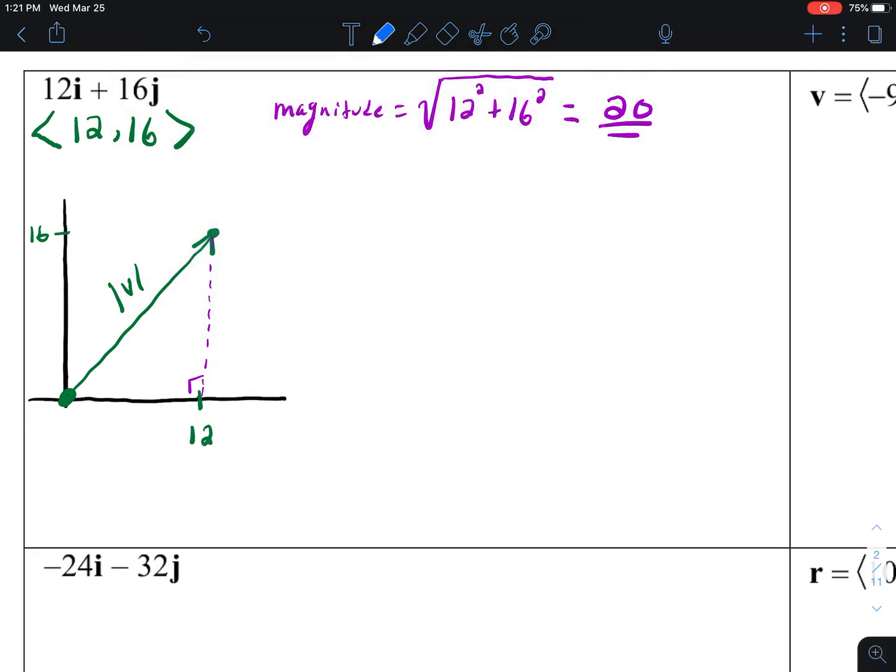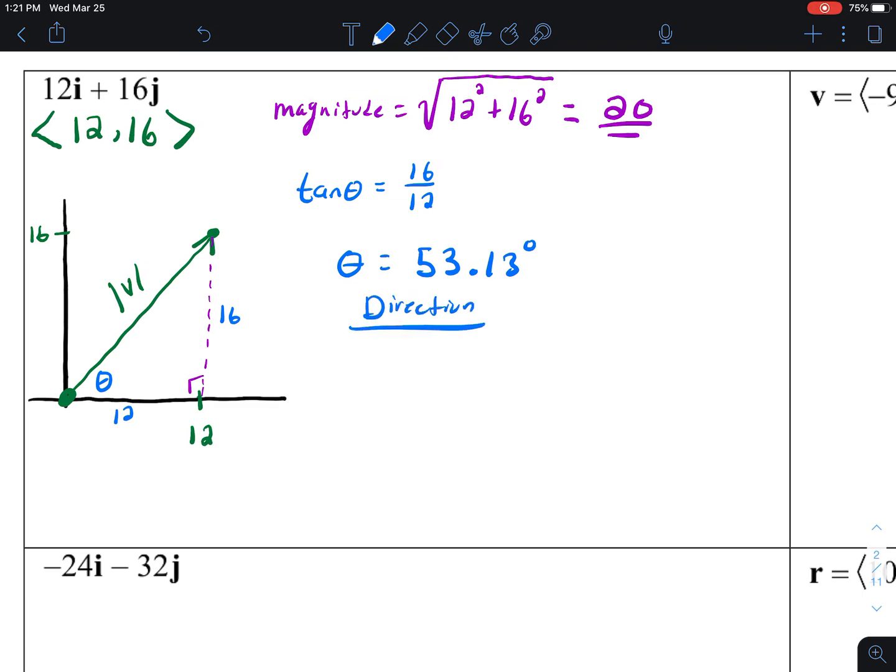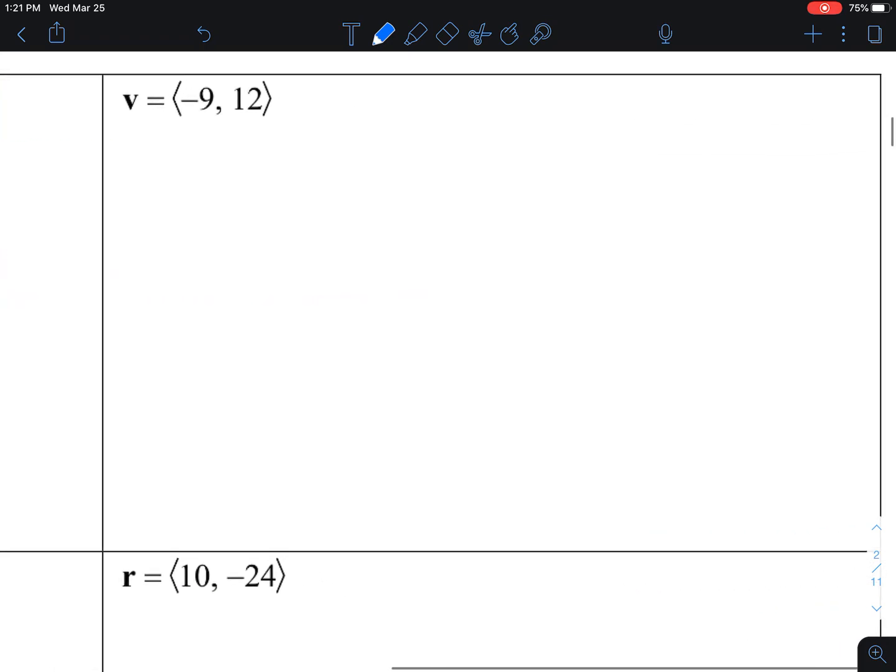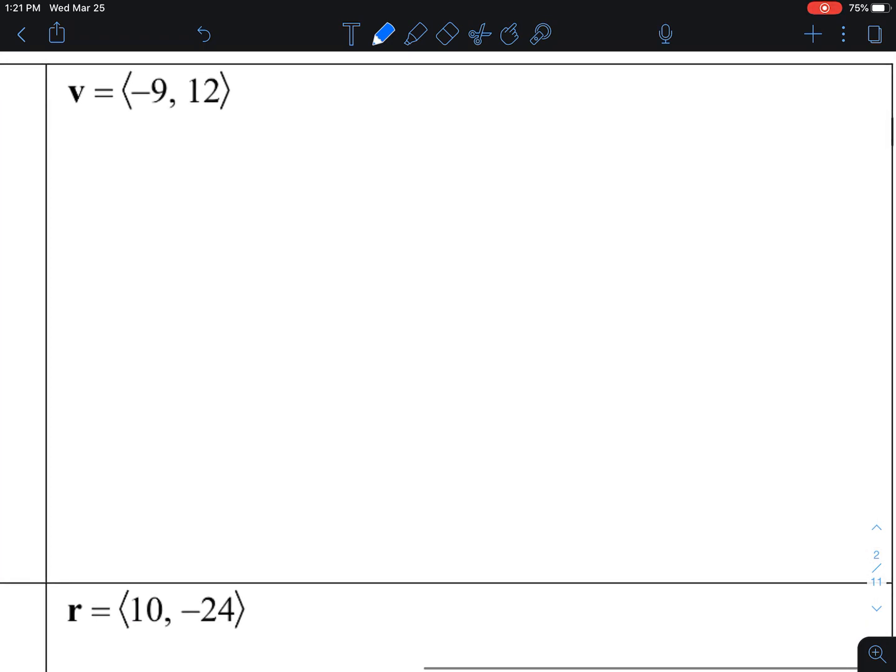My direction angle here, so we're in quadrant 1. So tangent of theta is going to equal y over x, so 16 over 12. And I would do inverse tangent of that. So inverse tangent of 16 over 12 is going to give me an angle of 53.13 degrees. So there's my direction and my magnitude.